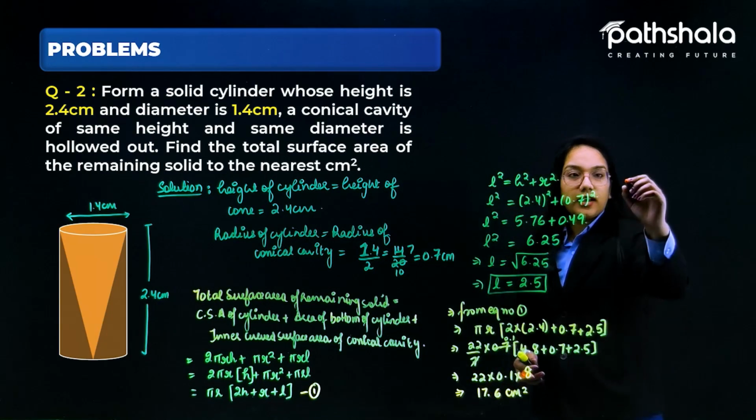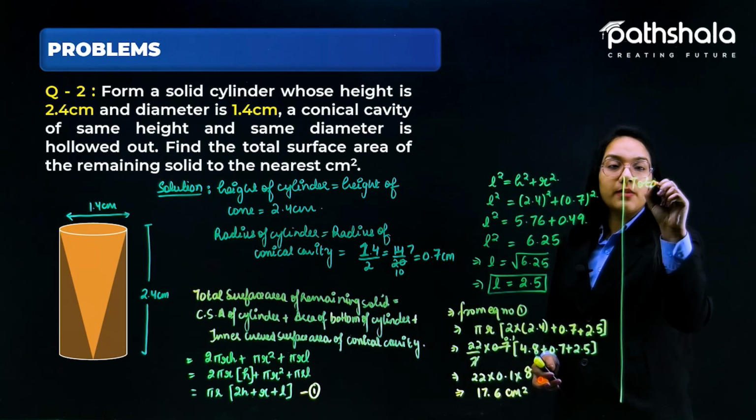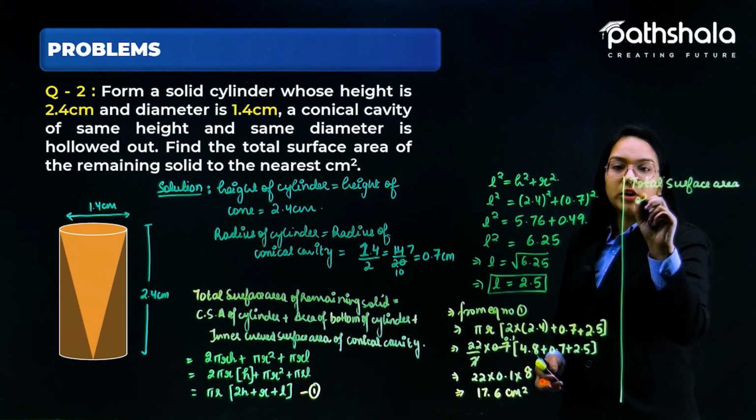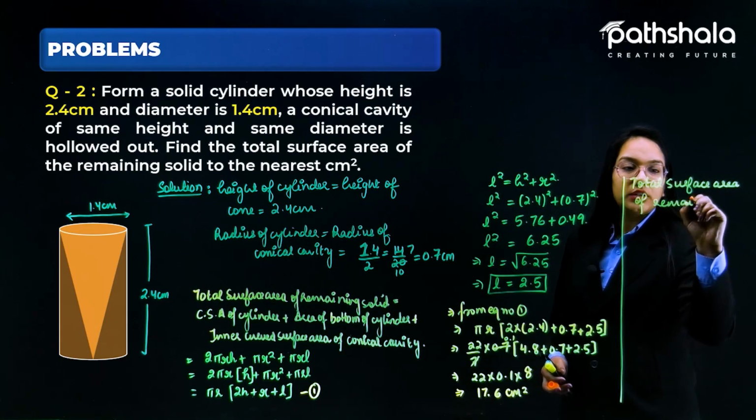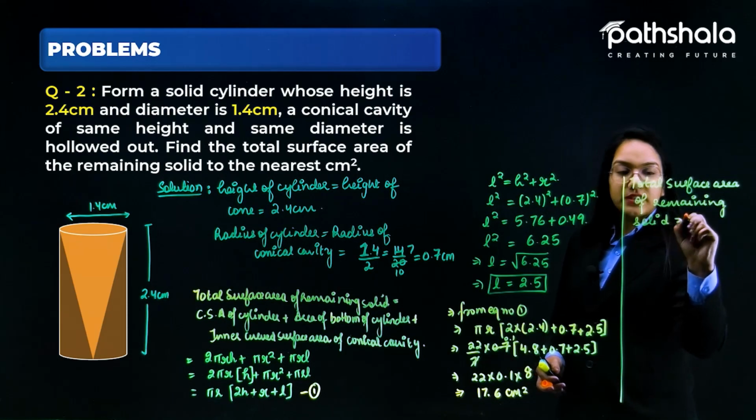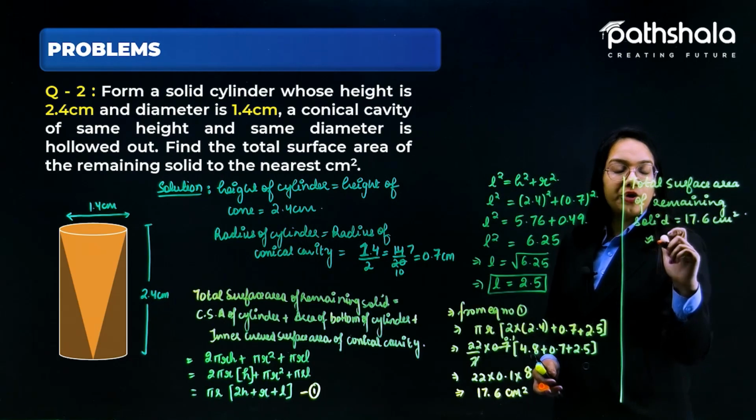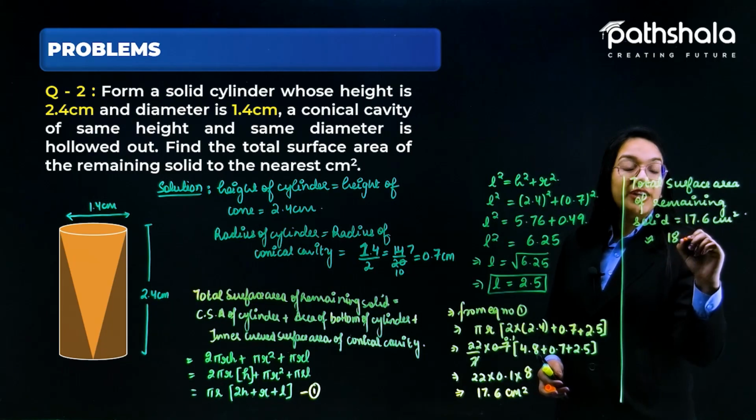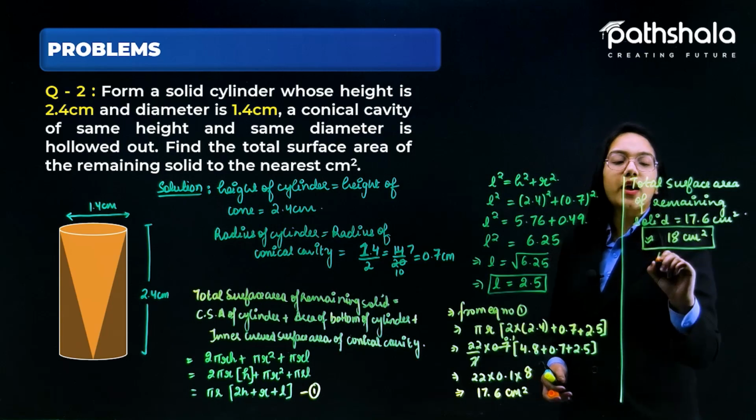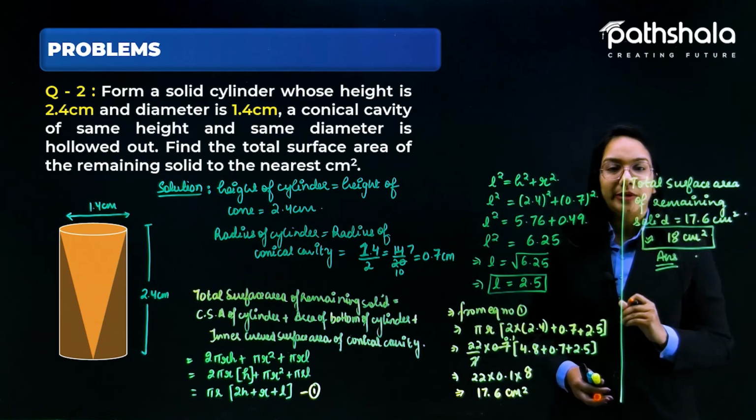So at the end, the answer we are getting is that the total surface area of the remaining solid is equal to 17.6 centimeter square. If we approximate it to the nearest centimeter square, this would be 18 centimeter square. And this is the answer for this particular question, that is question number 2.